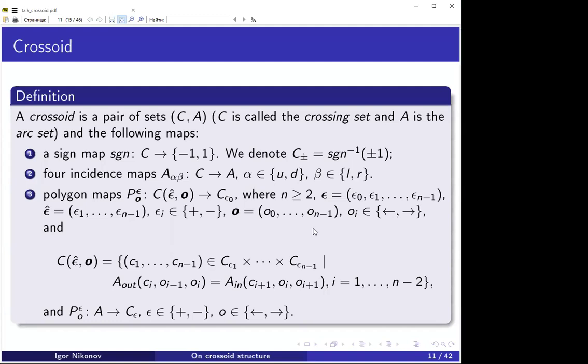Can you state that some previously known invariants are partial cases of your crossoid invariants? Partial cases, yes. Below I will give some examples of crossoids.